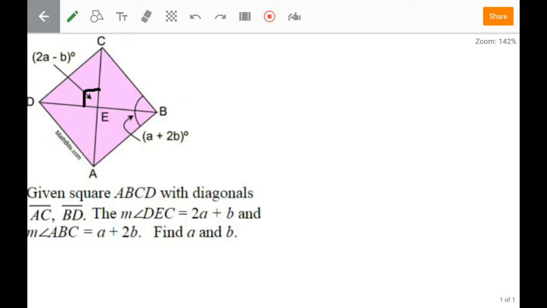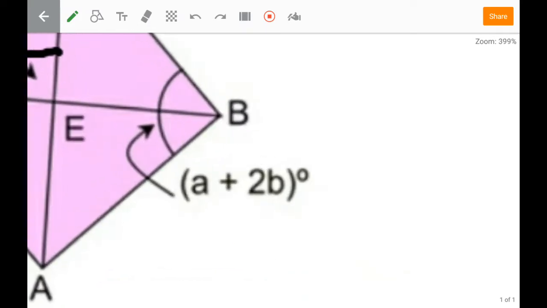So we can say angle DEC could be represented as 2a minus b equals 90 degrees. Okay, so the information of 90 degrees will be useful for what's going on down here. If I zoom in, see where the arrow is pointing to? It's just this portion.